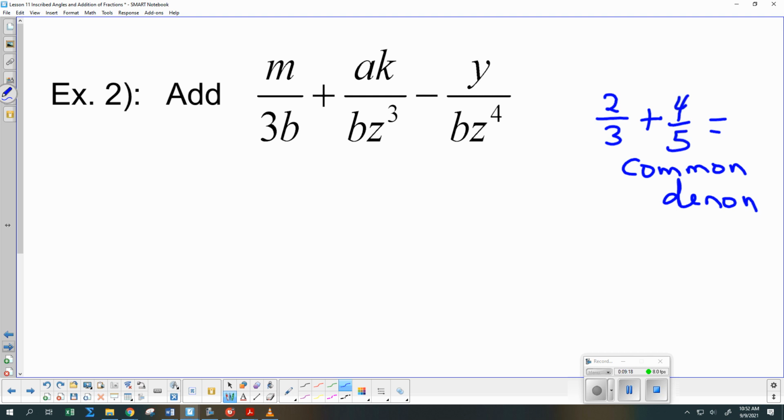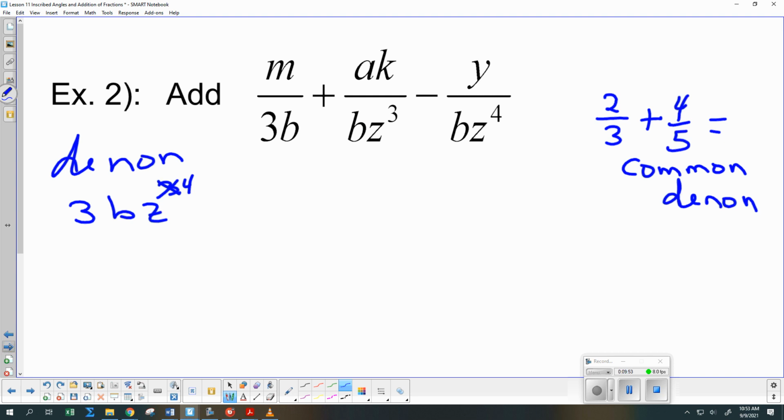So for these, my denominator needs to have a 3 and a b. So I've got that in my first one. It needs to have a b, okay, I've already said that, and it needs to have a z cubed. And I look at the other one, it needs a b, I've already got that, but it needs z to the 4th. I don't have that much yet. I have 3 of them, but I need 4. So my common denominator needs to be 3b z to the 4th.